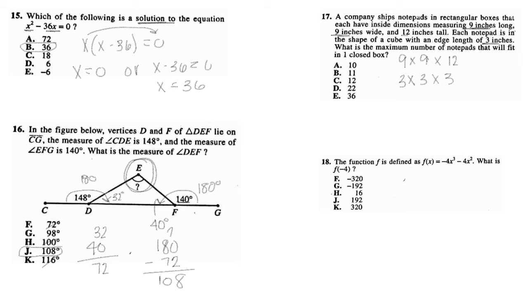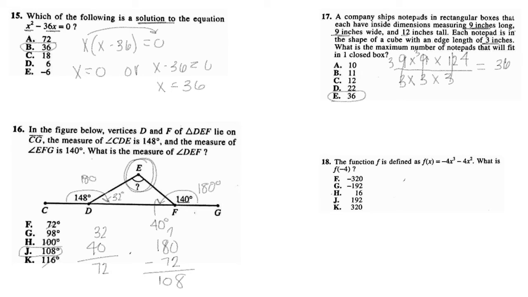And let's see, what is the maximum number of notepads that will fit in a closed box? So really it looks like I need to take these dimensions and divide each other. Since this is all multiplication, you can very quickly cancel here and get 3. I can cancel here and get 3. I can cancel here and get 4. So notice I get 3 times 3 times 4, which is going to be 36. So 17 should be answer choice E.